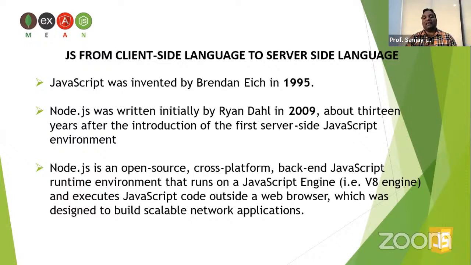So obviously, anything that can run outside of your browser has to become a server-side programming language, like any other. When we say PHP, Java, .NET or Python, all these languages can run on the backend server, outside of the browser, and therefore they are called server-side programming languages. So Node.js for the first time made JavaScript a language that can also run on the server side.